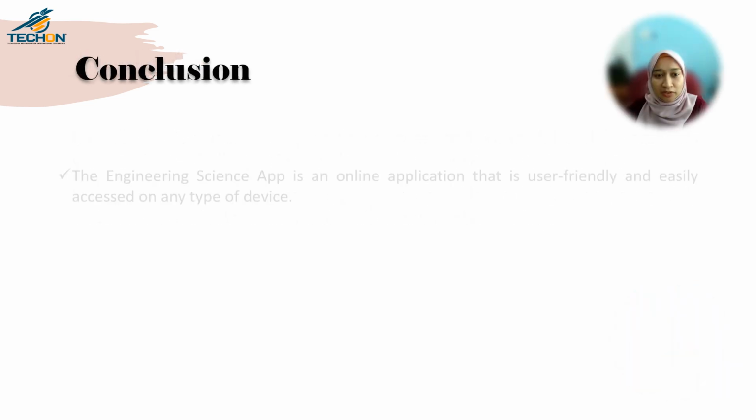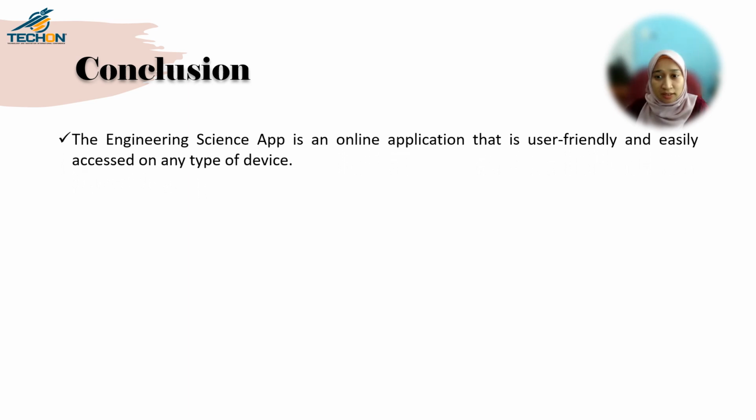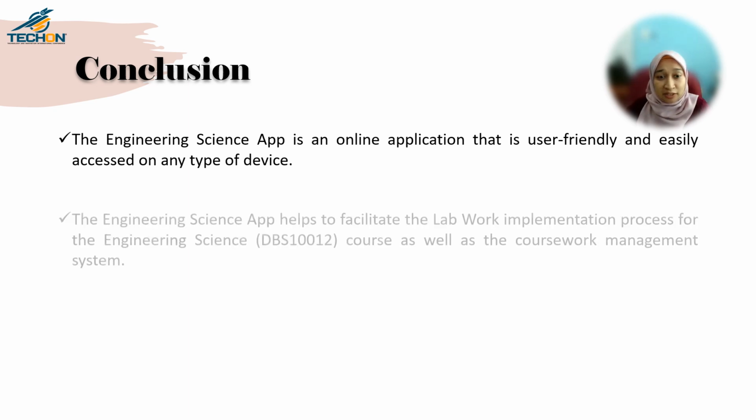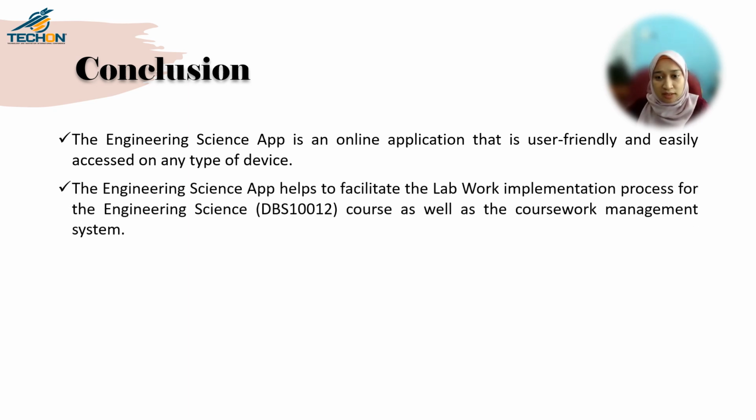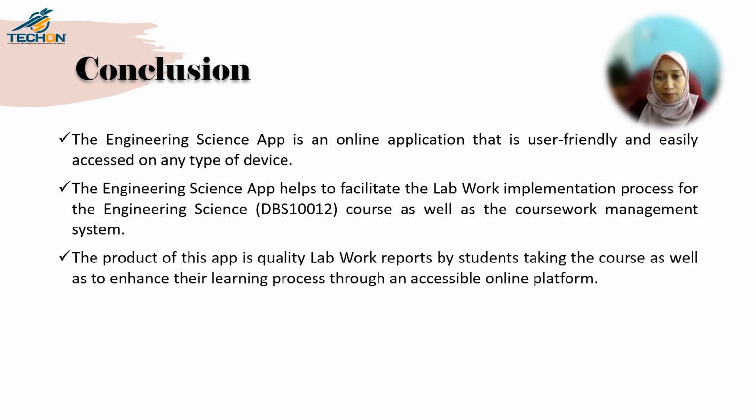To conclude, the Engineering Science app is an online application that is user-friendly and easily accessed on any type of device. The Engineering Science app helps to facilitate the lab work implementation process for the engineering science course as well as the coursework management system. The product of this app is quality lab work reports by students taking the course, as well as to enhance the learning process through an accessible online platform.